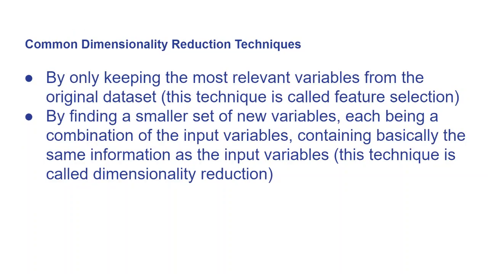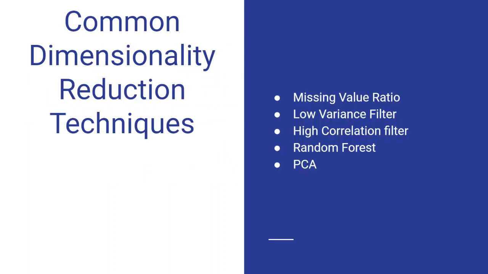Now, this is a broad classification of the techniques. First is keeping only the most relevant variables from the original data set. This is called feature selection. And second is finding a smaller set of variables, each being a combination of the input variables, containing basically the same information as the input variables. This technique is called dimensionality reduction. So now I'll talk about the dimensionality reduction techniques.